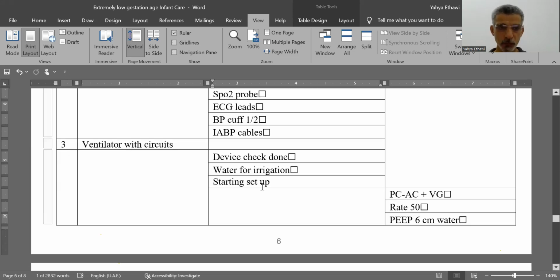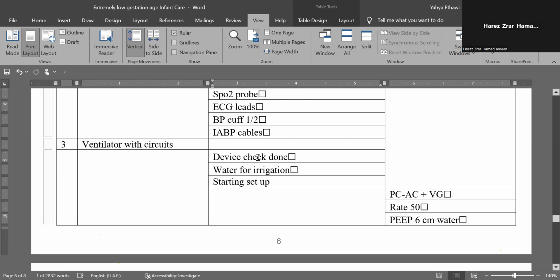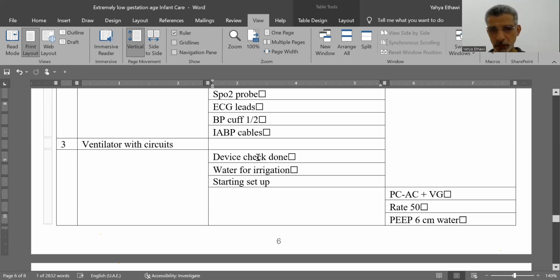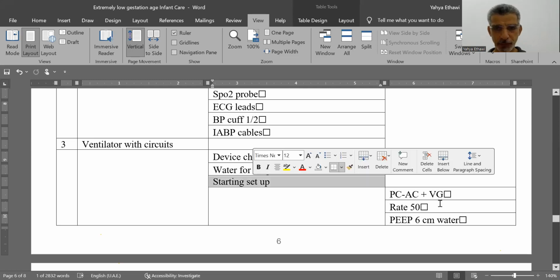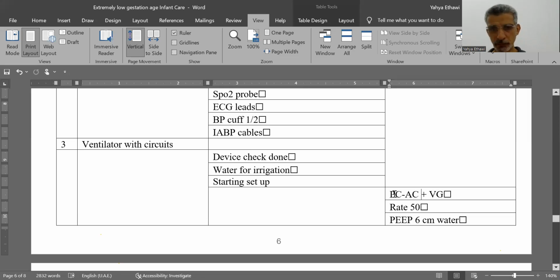For the ventilator, we need to check the device connected to the circuit tube, connected to the test lung, set already made, and the ventilation already started and tested on a test lung. The humidifier of the ventilator needs to be tested. And then we need to start the ventilator. And we need the settings mentioned already. So you can see, if you remember from the ventilation lecture, that we have pressure control, assist control, plus volume guarantee. So this is our mode.